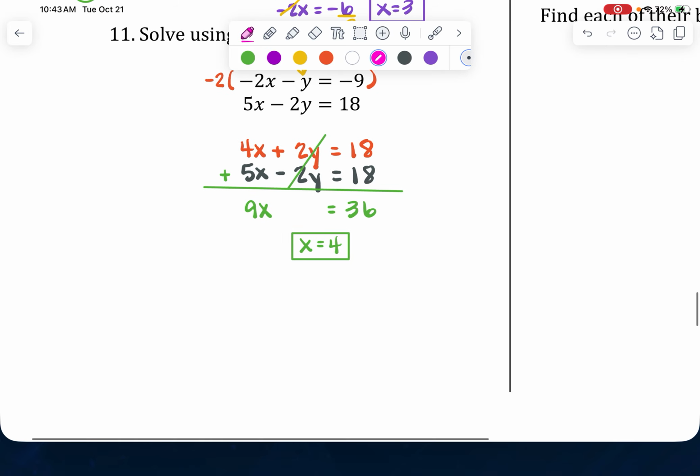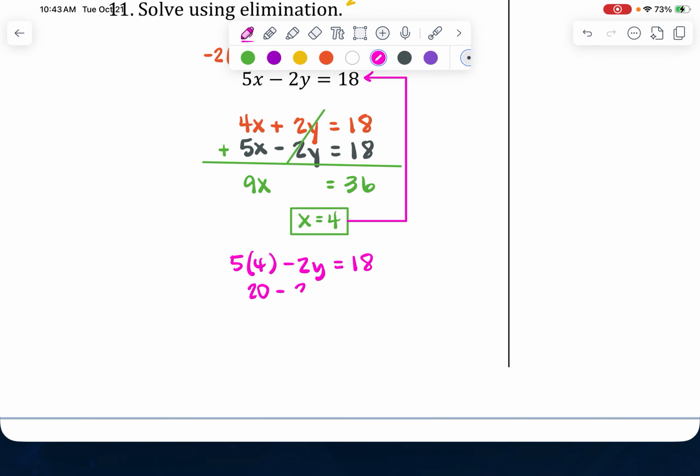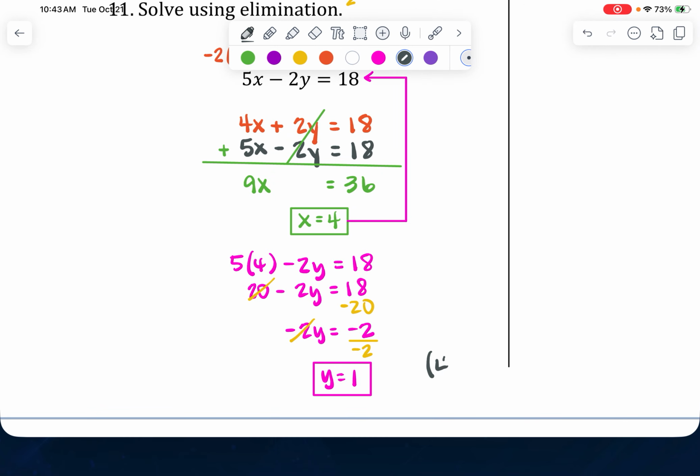And then I just need to pick an equation to plug that back into. It doesn't matter which one. I'm going to use the bottom one since I haven't really messed with that a whole lot. So here we go, 5x, but I just found out x was 4, minus 2y equals 18. So that gives me 20 minus 2y equals 18. So I need to subtract that 20 to the other side, which is going to give me negative 2. And then I need to get rid of the negative 2 multiplier on my y. So I should be getting positive 1. So my answer should be 4, 1.